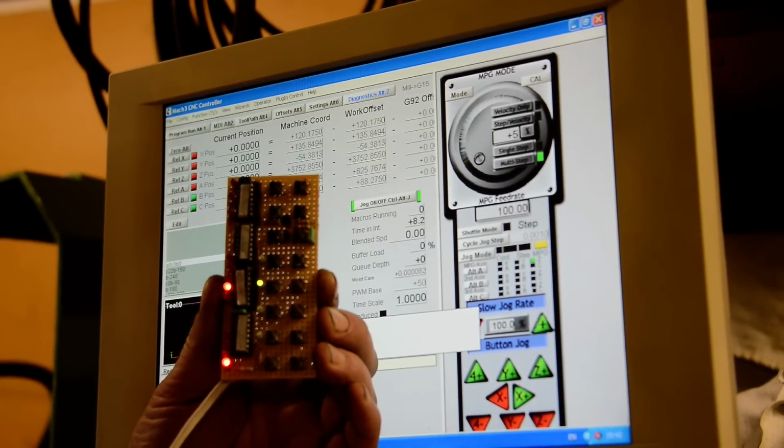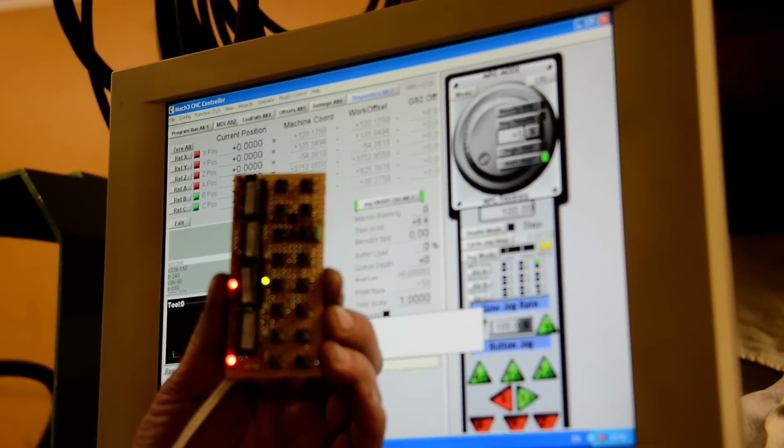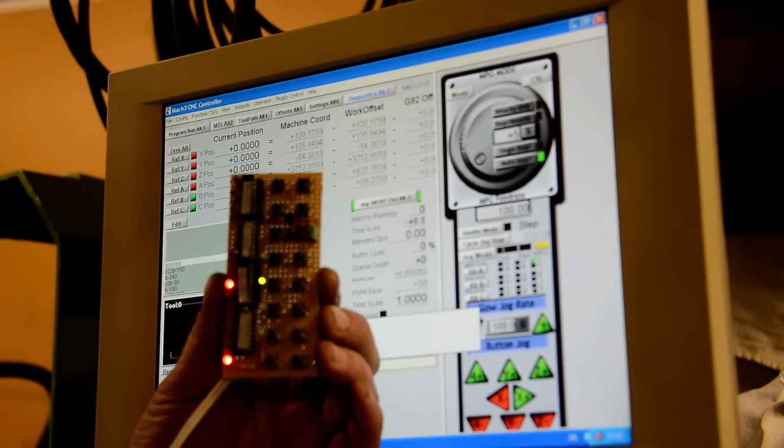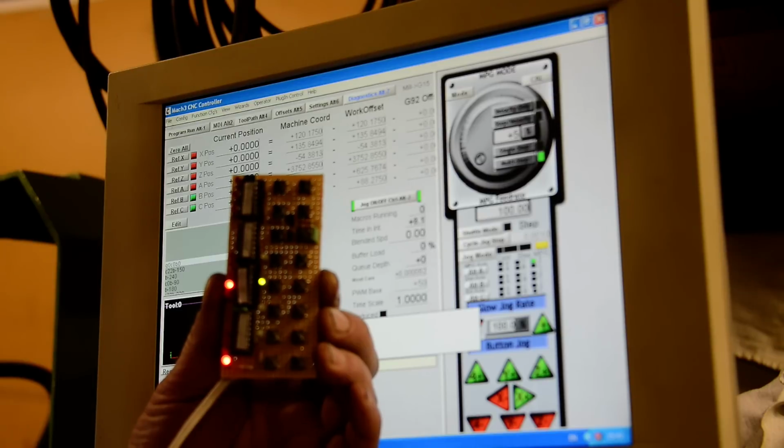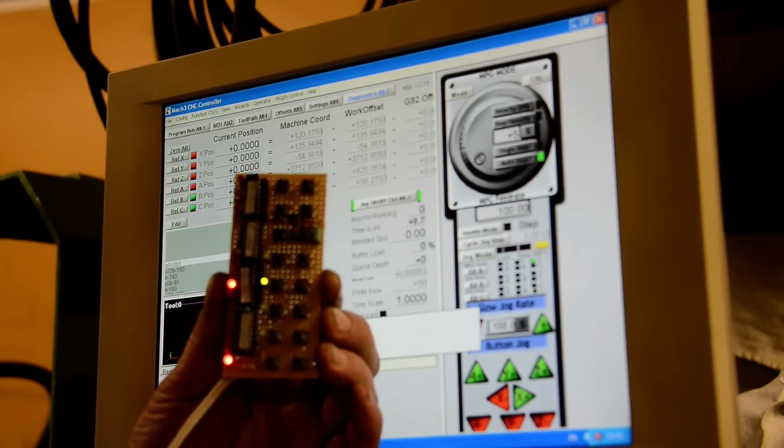Okay, so what have we got here, Steve? A prototype pendant that I'm working on. If you look at the flyout pendant, which is on the screen here, this thing in my hand mimics an awful lot of the functions, but is very easily user programmable by me.